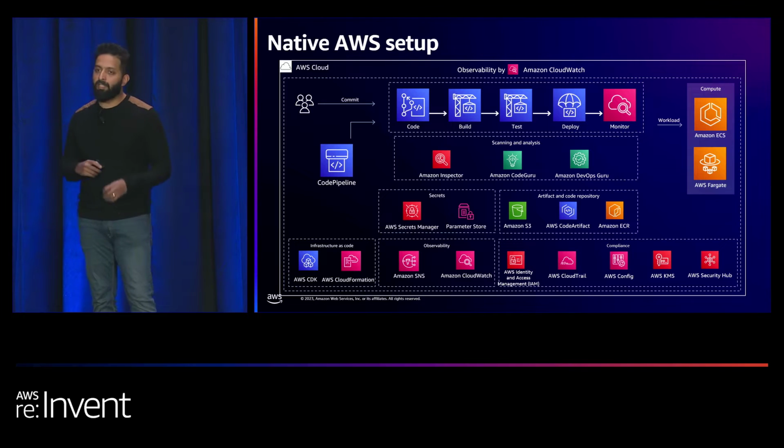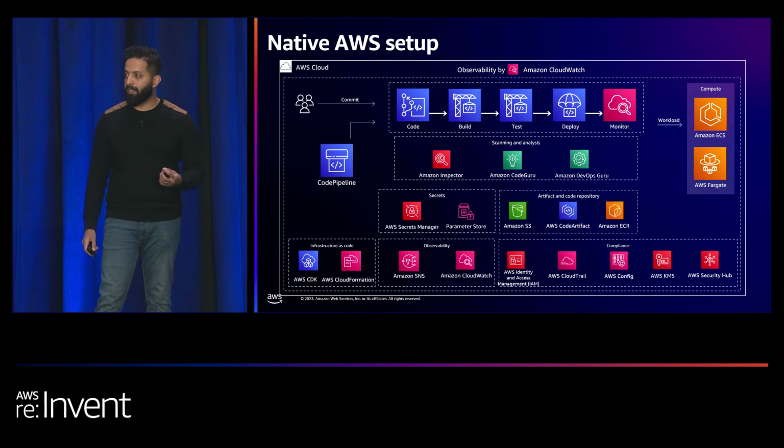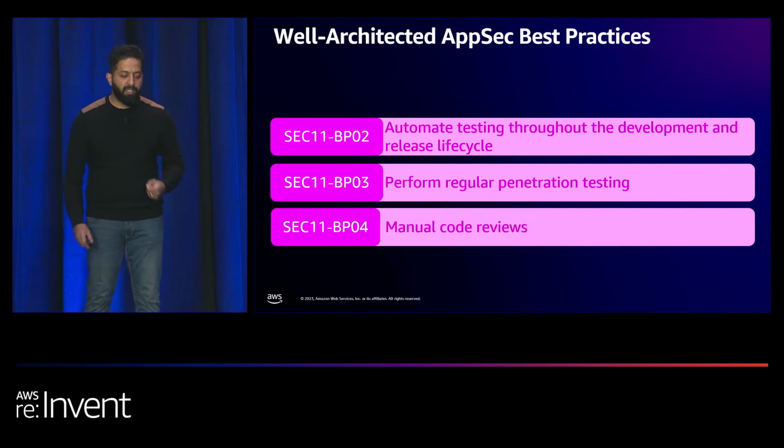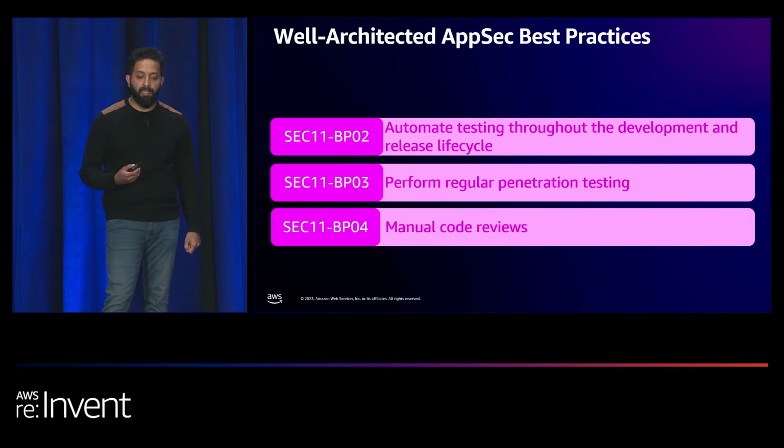And obviously, you might want to substitute some of the native services with some of the partner products and tools that you have made investments in. Going back to the well-architected framework, we have now covered best practices 2, 3, and 4, which include automating testing at different stages of development and release, performing regular penetration testing.